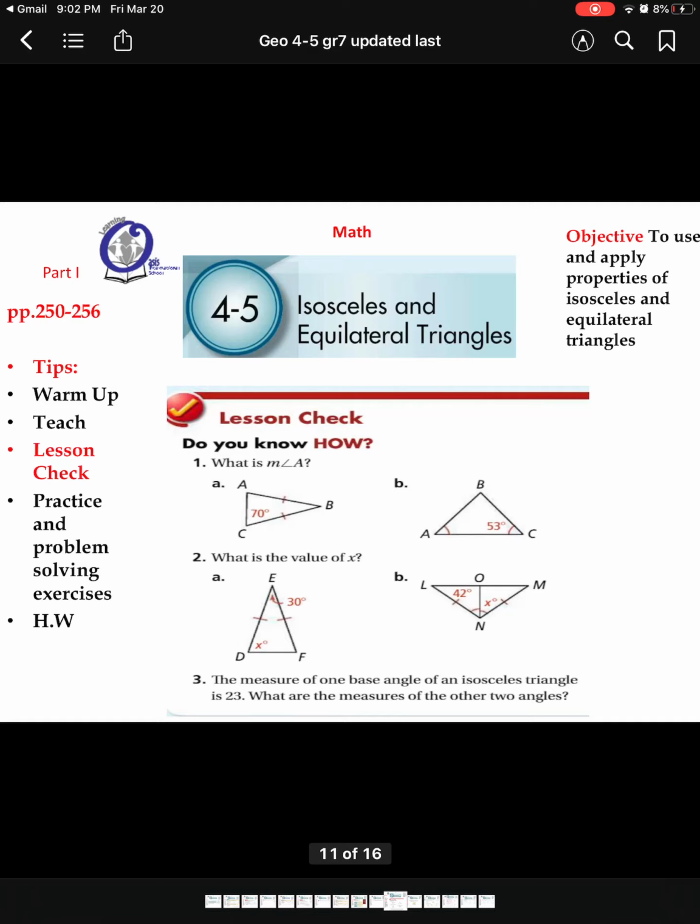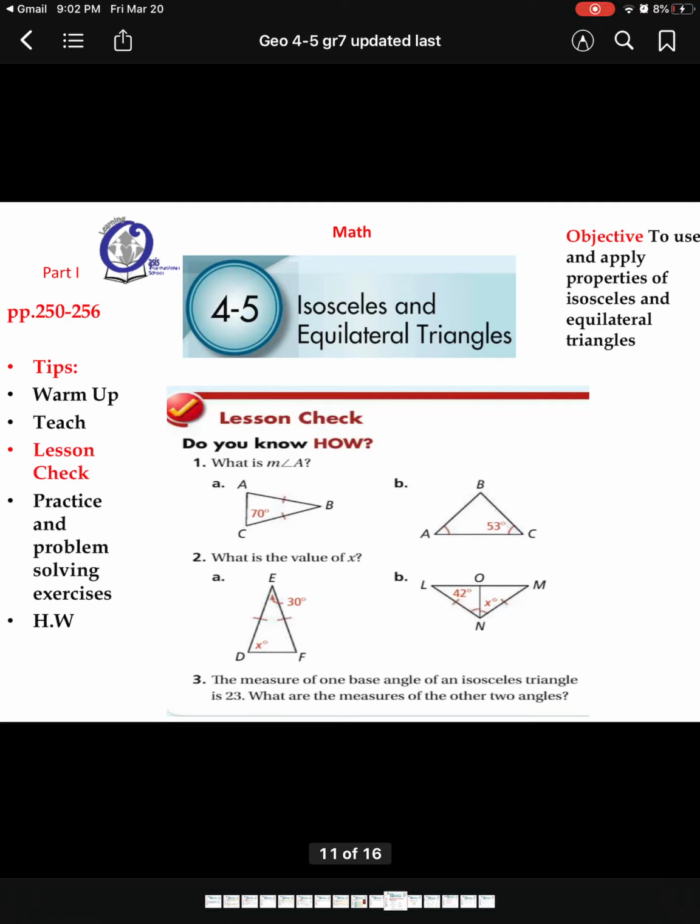The other one is talking about if the vertex angle is divided into two equal parts in an isosceles triangle. This means that the line that connects the vertex to the base is perpendicular, making 90 degrees, and it is a bisector. It bisects the base, or the two parts of the base are congruent.